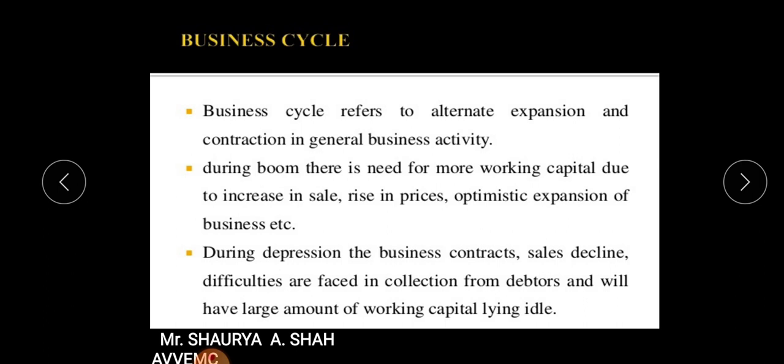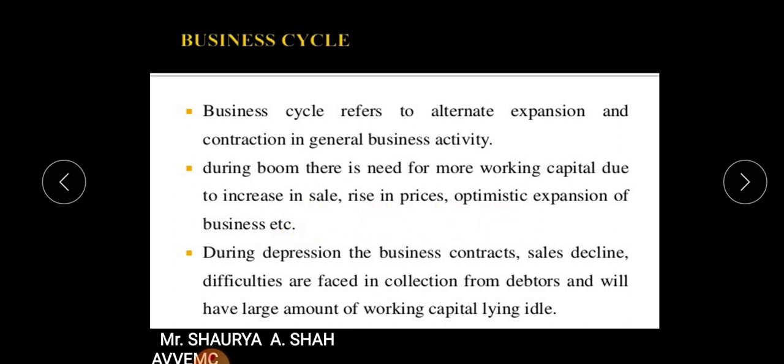At present we can say there is a depression going on in the economy, right? Because cash flow has reduced in the economy, the demand has decreased and the supply has also decreased accordingly, right? So changes in the trade cycle lead to changes in working capital. During a boom period there is a need for more working capital due to increase in sale, rise in prices and optimistic expansion of business, right? Because there is an increase in sale, you need to produce more. In order to produce more you need to purchase more, right? So for that you require higher capital.